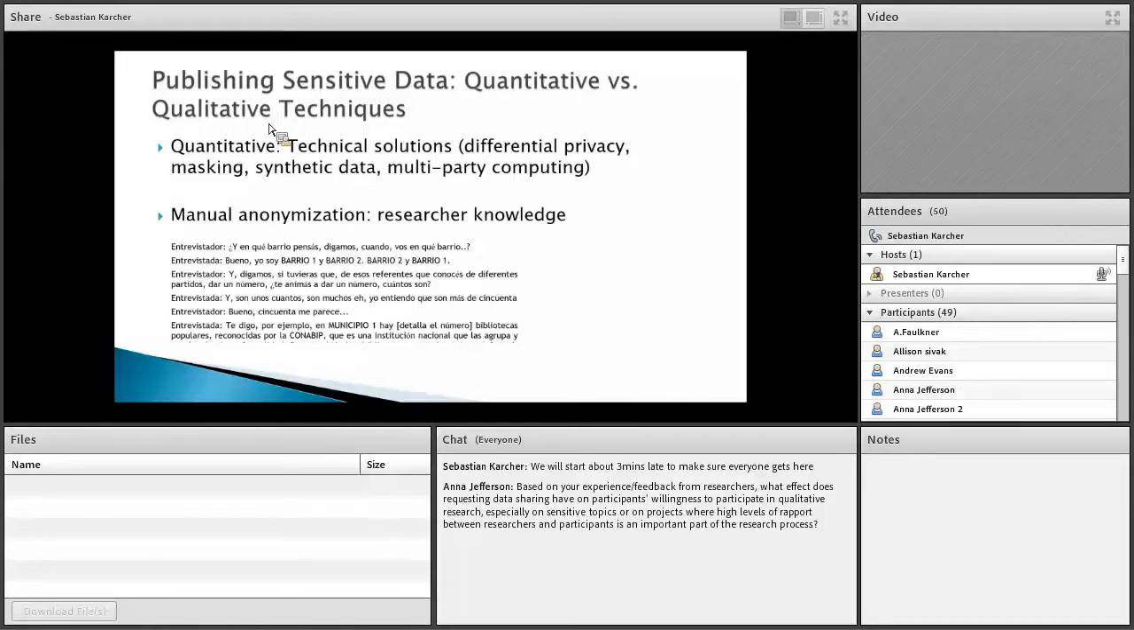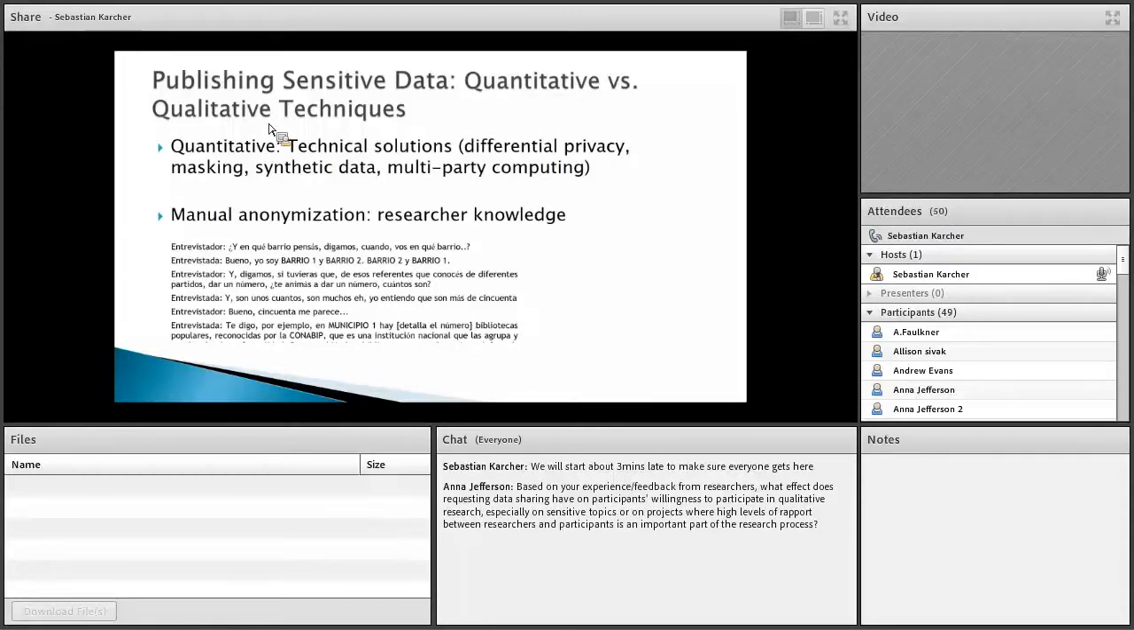Based on your experience, feedback from researchers, what effect does requesting data sharing have on participants' willingness to participate in qualitative research, especially on sensitive topics or on projects where high levels of rapport between researchers and participants is an important part of the research process?